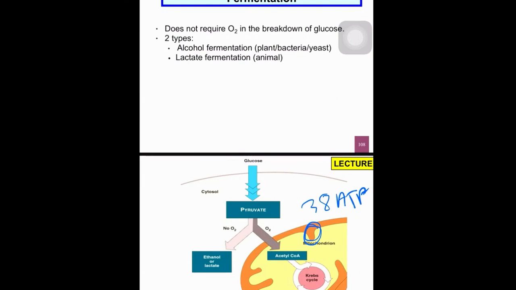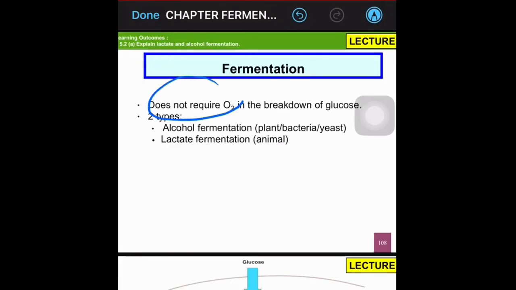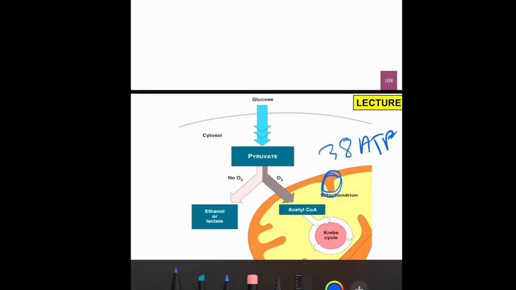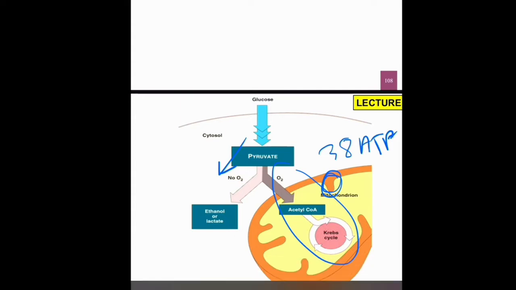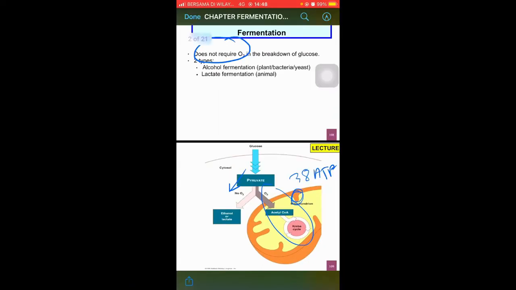Untuk proses fermentation ni, dia does not require oksigen. Maksudnya kat sini, kalau body kita kekurangan, lack of oxygen, so instead of dia melakukan proses aerobic respiration ni, dia akan go to sini lah. Dia pyruvate tu dia akan stay dekat cytoplasm, dia tak akan masuk ke mitochondria. So bila dia tak ada oksigen and dia tak melakukan aerobic respiration, that's why akan berlakunya proses fermentation.